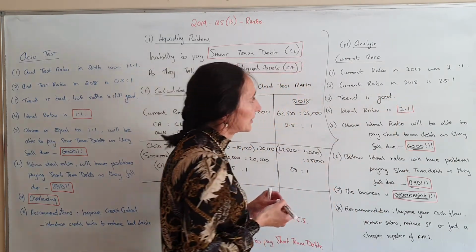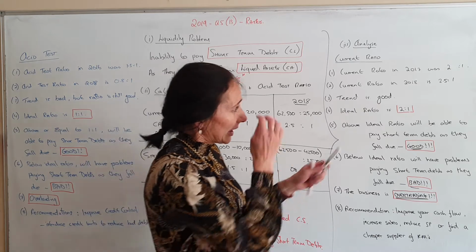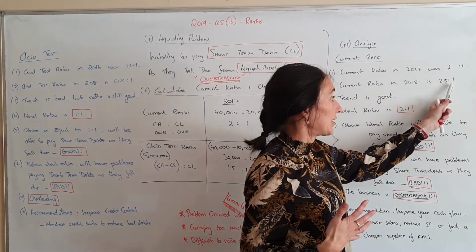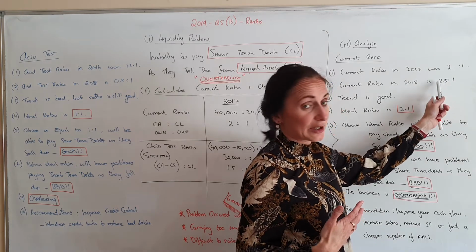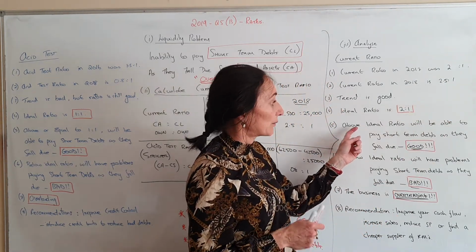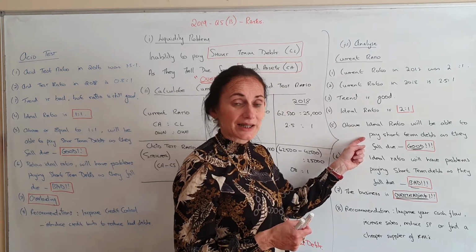And the ideal ratio is 2:1. So if you look at this, last year for every €1 I owed, I had €2 to pay it. This year, every €1 I owed, I had €2.50 to pay it. So the trend is good. We're above the ideal ratio, so we will be able to pay our short-term debts as they fall due.